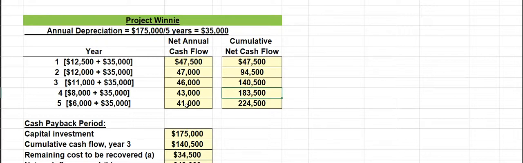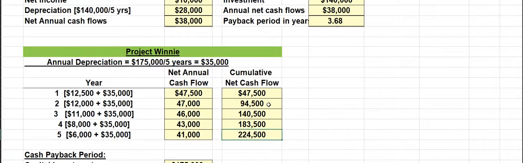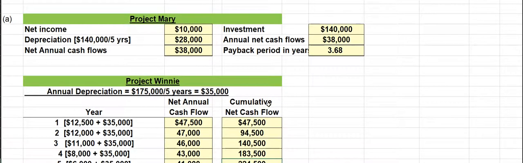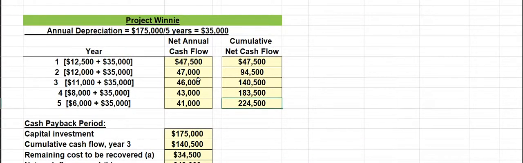And then we add finally 41,000, we end up with 224,500. So over the life of this project, Project Winnie, a total of $224,500 will be coming in. Again, this is not accounting for the time value of money. It is simply assuming that $47,500 received in year 1 is no different from $41,000 received in year 5. Therein lies one of the major deficiencies of the simple payback period.